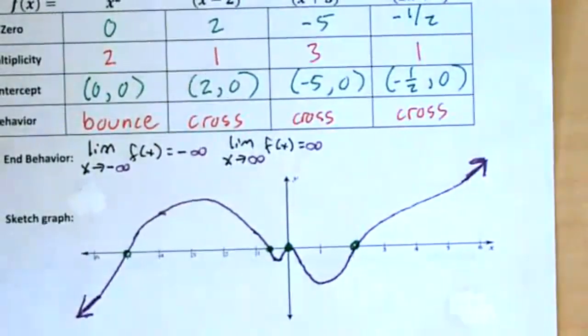Isn't that cool? We're going to be doing this when we get to rational functions too, but then we'll throw in asymptotes and what's going on. Are the asymptotes doing this or this? So that'll be the other dance move. Stay tuned.